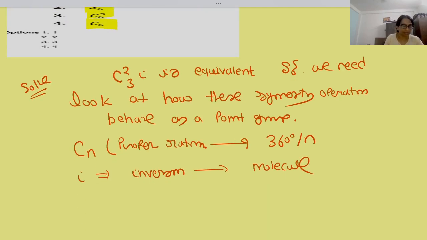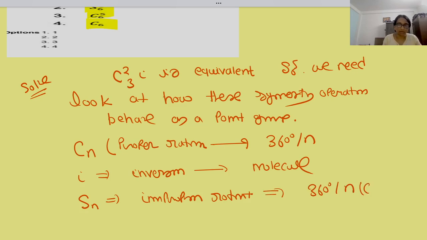And next one is Sn. What is the meaning of Sn? Improper rotation is represented by Sn. It is a composite operation consisting of a rotation by 360 degrees divided by n, that is Cn, followed by a reflection through a plane perpendicular to the rotation axis. That plane is sigma h, the horizontal plane.